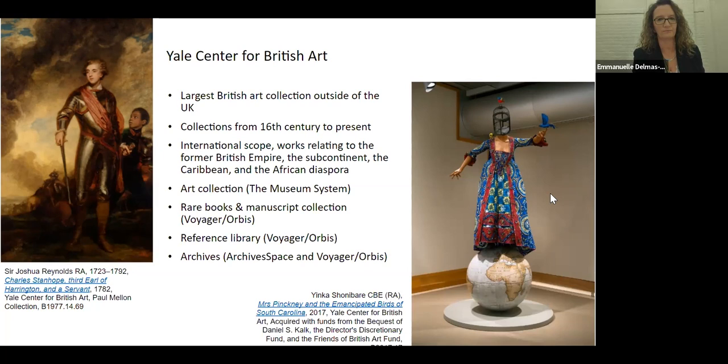So I'll focus on critical cataloging of the art collection at the museum. Our approach is coordinated with the other YCBA collections, which include not only works of art, but also rare books and manuscripts, archives, and reference library material. The YCBA's holdings across these collections are cataloged in different systems, which makes our work a little bit more complicated, but our goal is to approach all of our collections with the same intentional approach to cataloging in order to offer a consistent online experience.